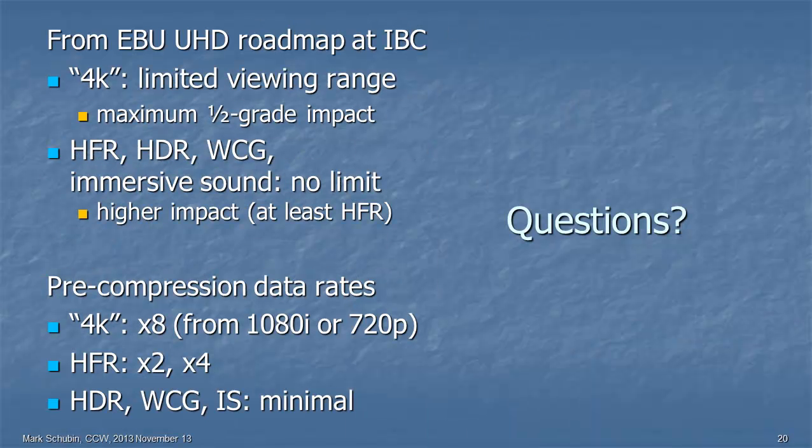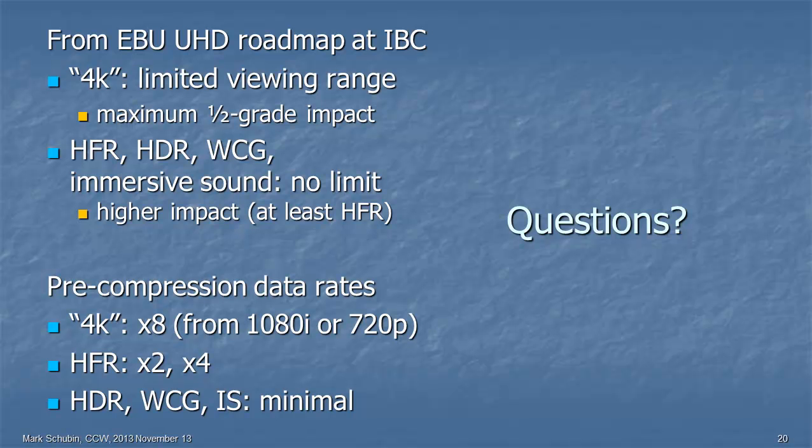So, again, from the EBU high-definition roadmap at IBC in September, 4K has a limited viewing range. You can't be farther than 2.7 meters from the screen and still get some impact. And the maximum impact that they found, and that was at 1.5 times the height of the screen, was 1/2 of a grade of improvement. For high frame rate, high dynamic range, wide color gamut, and immersive sound, there is no limit on how far you can be from the screen or what size the screen is. And higher frame rate, they have proven, has a higher impact. My anecdotal experience, high dynamic range has a higher impact also.